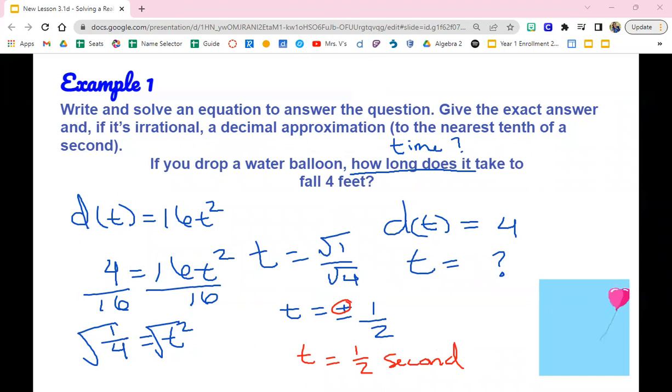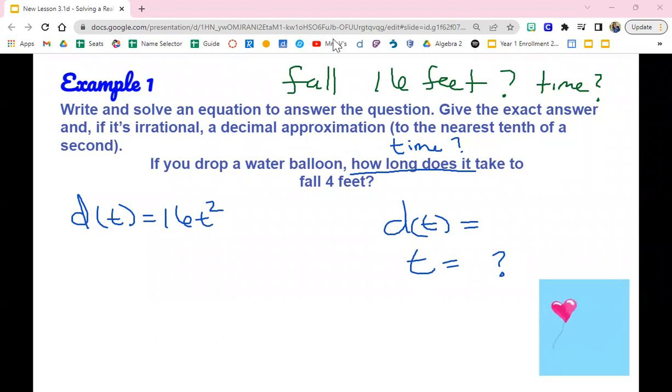All right. Let's go ahead and try one more, guys. Now, instead of 4 feet, let's see how long it takes for it to fall. Let's do 16 feet. Go ahead and try this one on your own. 16 feet. How long does it take? Let me go ahead and write time. Time question mark. Go ahead and try this one on your own. Let's see if you guys can do this one.